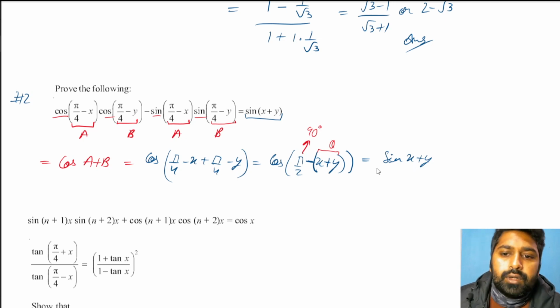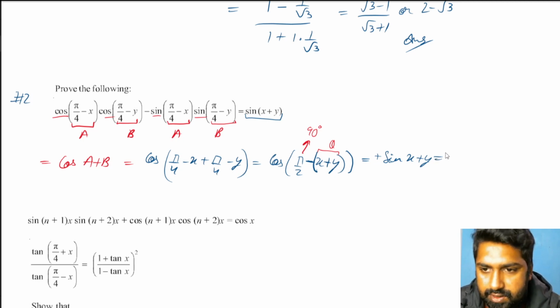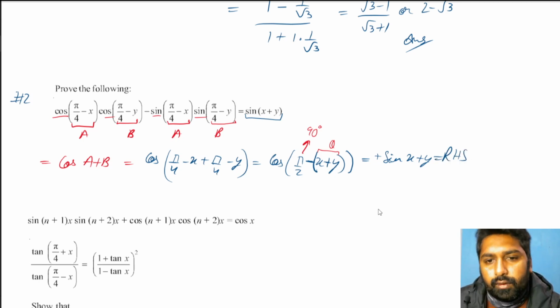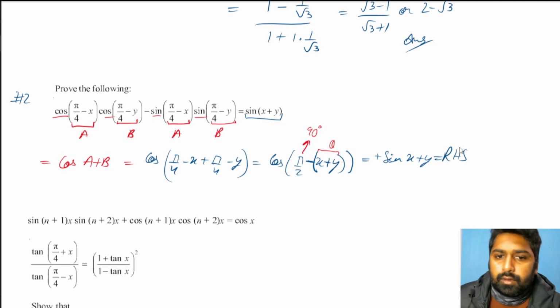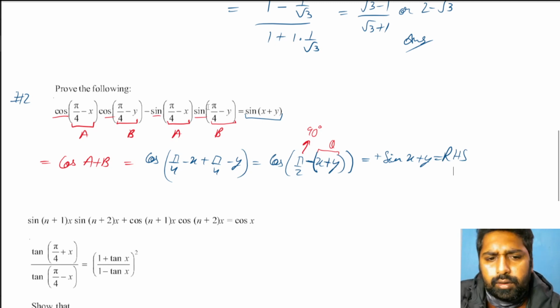Now all we have to do is decide the quadrant. π/2 minus means we are in the first quadrant. In the first quadrant, everything is positive. So I think we are done. That's your RHS. So the question was not lengthy at all. Conceptual, yeah.